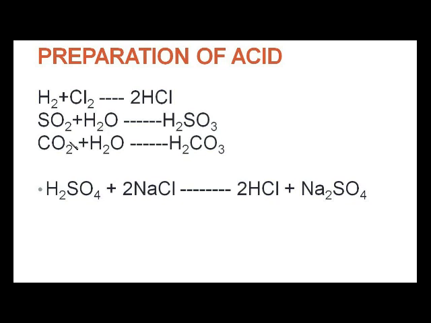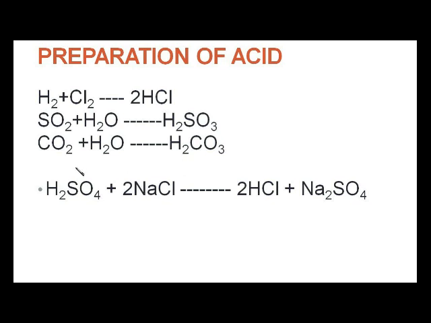Acid also can be prepared by dissolving acid anhydride. What are acid anhydrides? Sulfur 4 oxide, carbon 4 oxide. These two are acid anhydrides. When you dissolve sulfur 4 oxide in water, you're going to have hydrogen trioxosulfate 4 acid. When you dissolve carbon 4 oxide in water, you're going to have hydrogen trioxocarbonate 4.